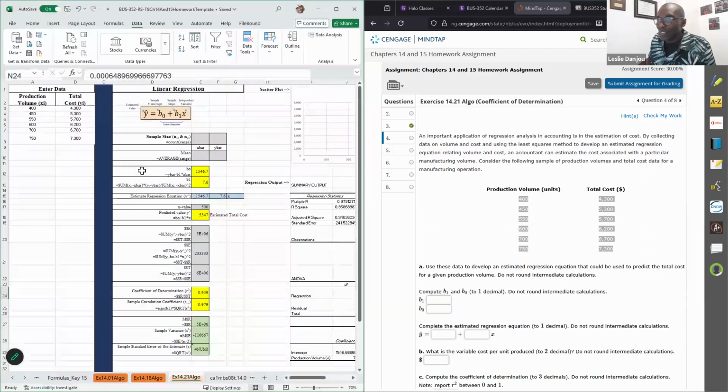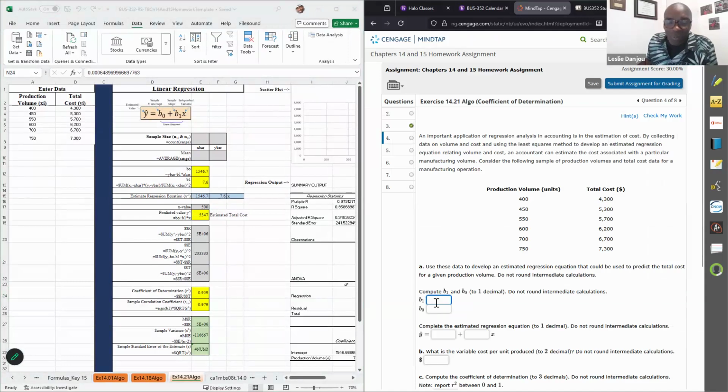Let's see what all they want. All right. B1. Please be aware, Cengage tries to be a little tricky. This one, they're asking for the B1 first instead of the B0 first, right? So just be savvy. Flip it around. Here's your B0. Oh, look, I'm already messing that up. Here's my B1. All right, and here's my B0. So keep your head on a swivel.